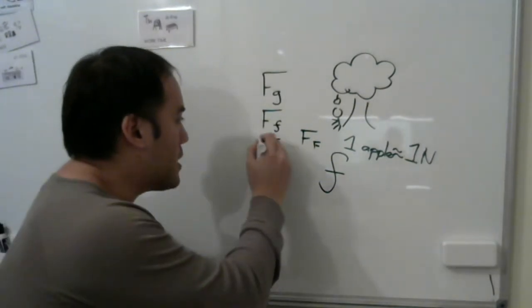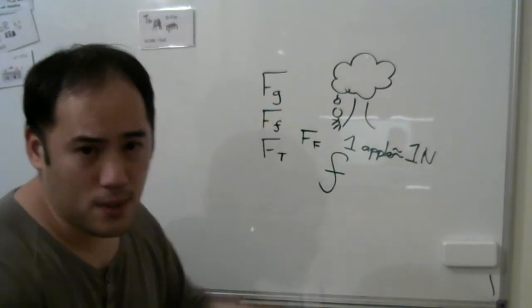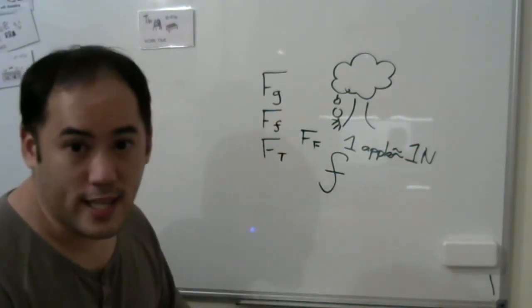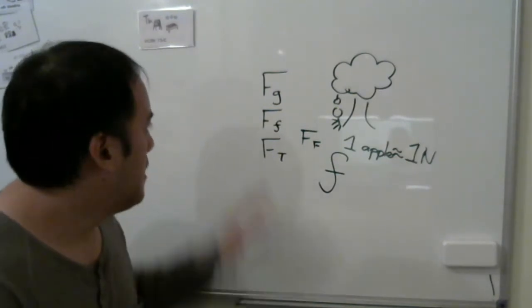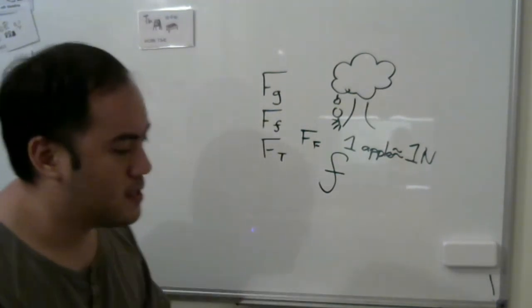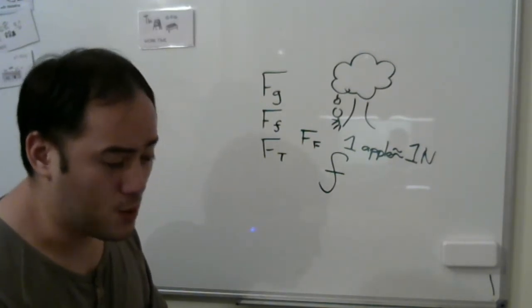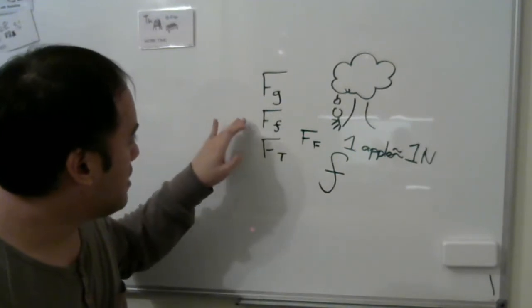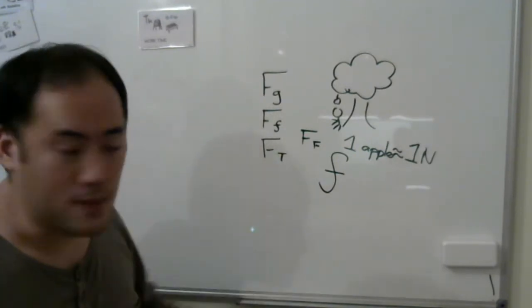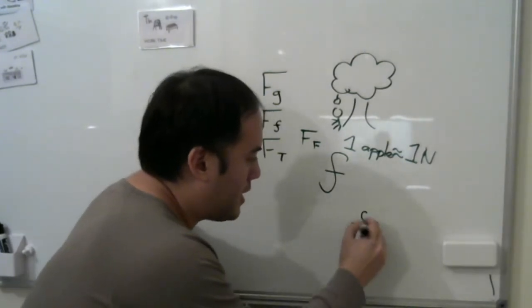Anytime you have a string or a rope or a cable or a chain pulling on something, we call that a tension force. Ft is tension. That's very common. Fg, Ff, Ft. We don't really talk about drag force. We don't really talk about lift or thrust like in the plane. We talk about gravity, friction, tension, and the table. Remember, there's a table with a rock on it.